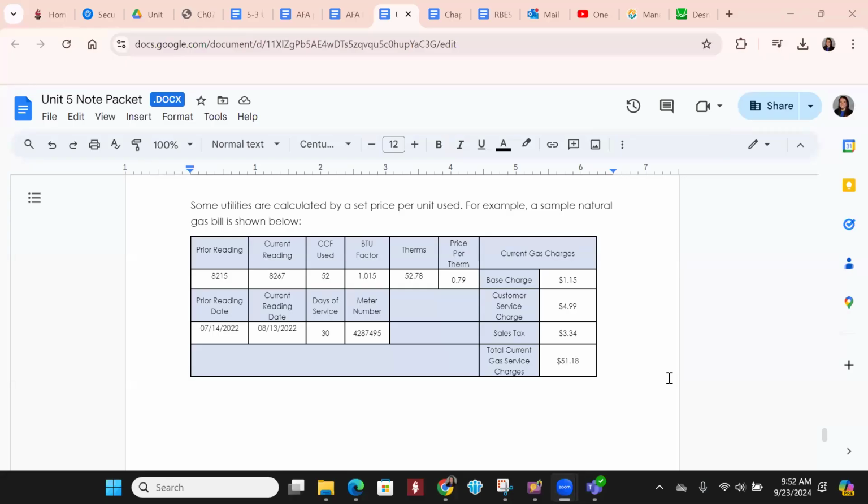Okay. Some utilities are also calculated by a set price per unit used.